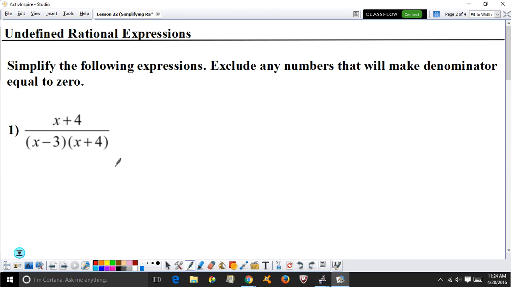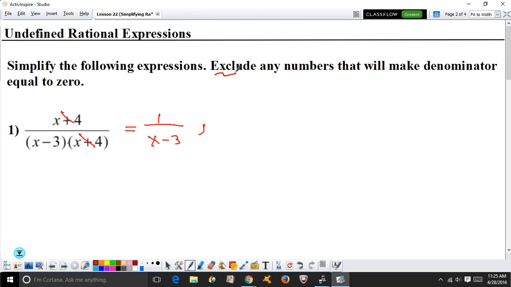So let's see some examples here. Simplify the following expression, and then we need to exclude those numbers that will make the denominator equal to 0. Okay. So let's see. Can we simplify? Can I factor anything out? Well, notice that it's already in factor form. Denominator, multiplication. So we see that x plus 4, they cancel out. So now we have 1 over x minus 3. So this is the simplified version of our original problem.